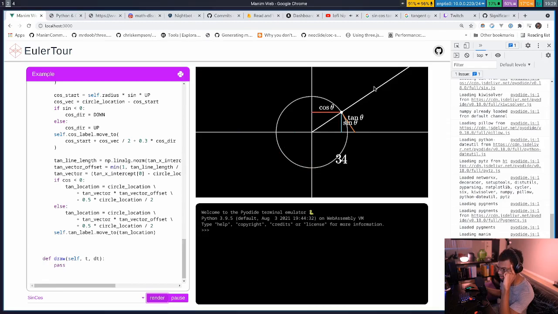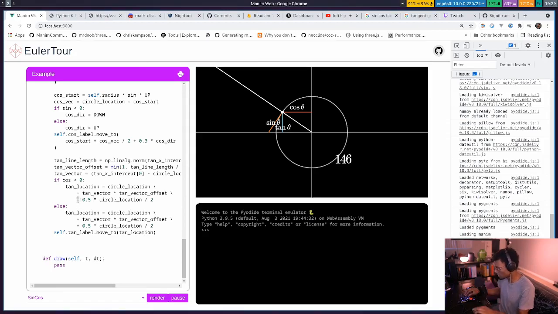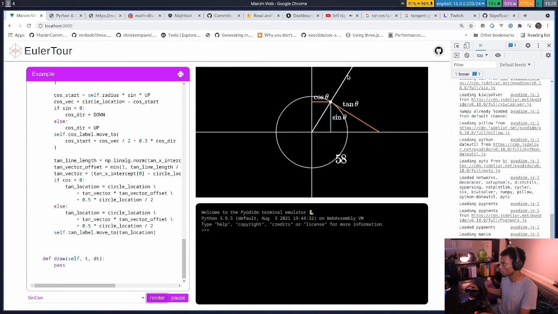So it looks like it's just not... Wait, here... I actually don't see why this would have to be reversed. What if I just made this a plus sign again? Yeah, this is doing what it's supposed to. Guess I didn't need that.